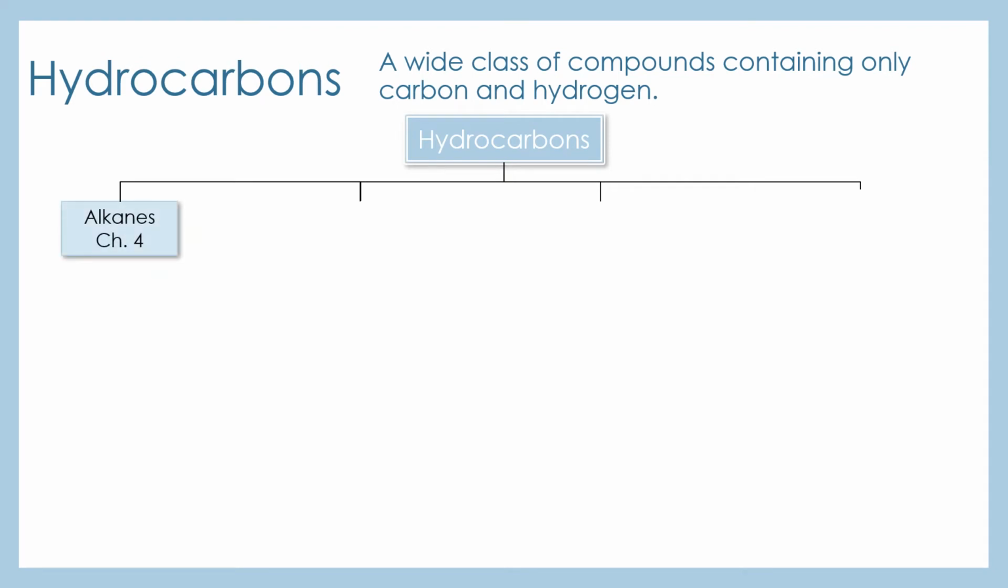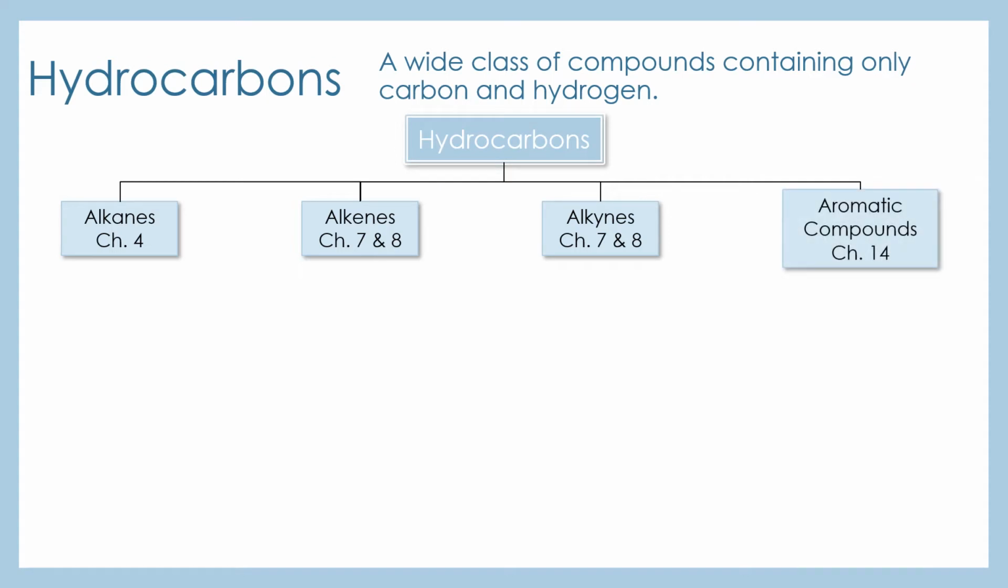The simplest of the hydrocarbons are the alkanes. We'll cover them in Chapter 4. Alkenes are going to be covered in Chapters 7 and 8. Alkynes are covered in Chapters 7 and 8. And aromatic compounds are covered in Chapter 14. Now, this doesn't mean that the hydrocarbons have nothing else on them, because what you'll learn is that when there are no functional groups present on hydrocarbons, they tend to not do a whole lot. But when you start to add on different functional groups, they can do a lot of chemistry.